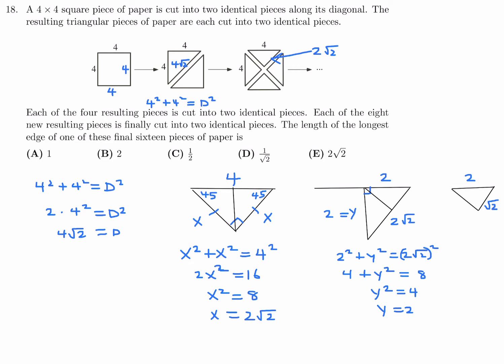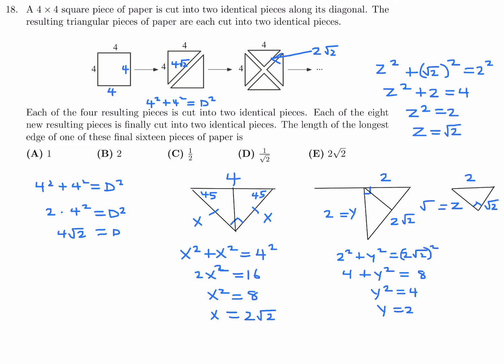And then again, this is a right angle. So that means I can use Pythagoras once again to figure that out. Well, z squared plus root 2 squared is going to be 2 squared. So that means z squared plus 2 is equal to 4, and therefore z squared is equal to 2. That means z is root 2.